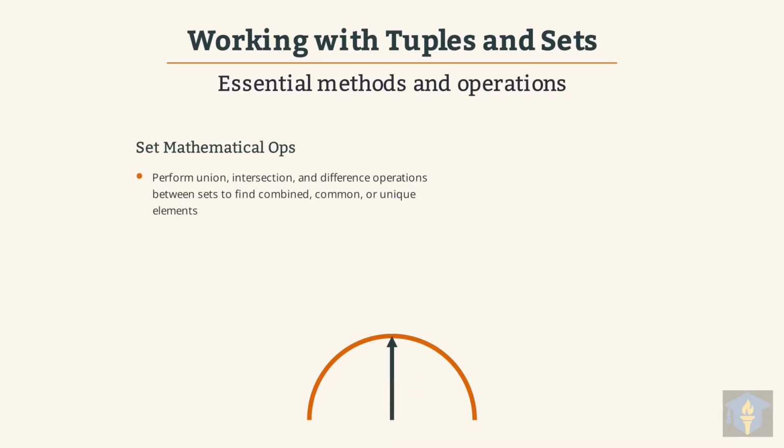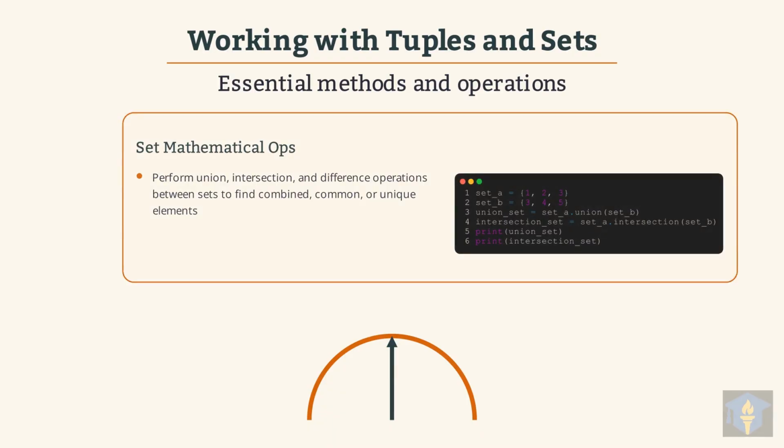Sets are also powerful for mathematical operations, allowing you to combine and compare collections of data. You can perform union, intersection, and difference operations to find combined, common, or unique elements between sets easily. Here, we calculate the union to combine elements and the intersection to find common elements between two sets.